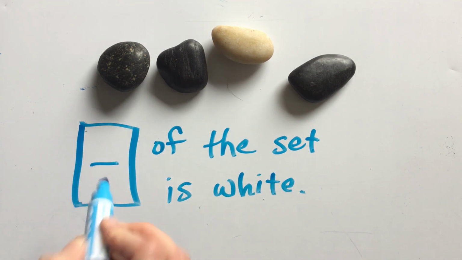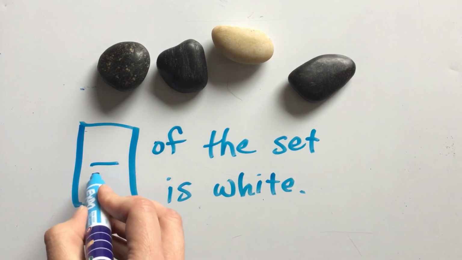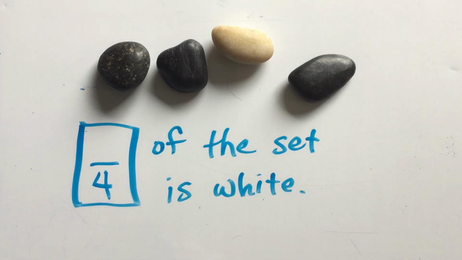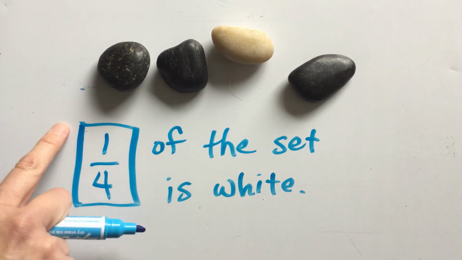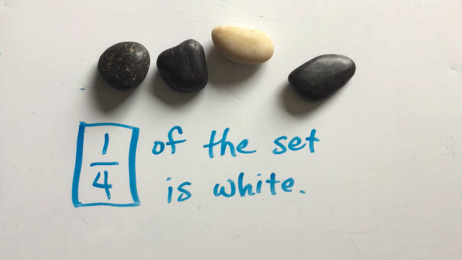First, we have to find our denominator. We knew from the previous fraction that there's 4. How many of the set is white? Well, there's only one. 1/4 of the set is white. Okay?